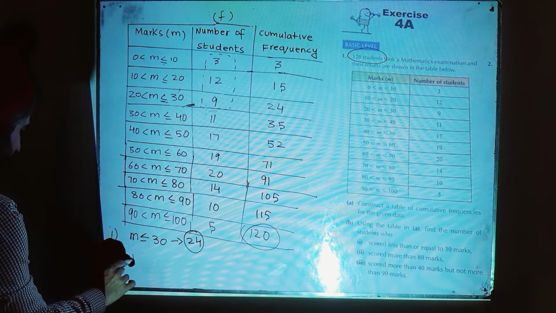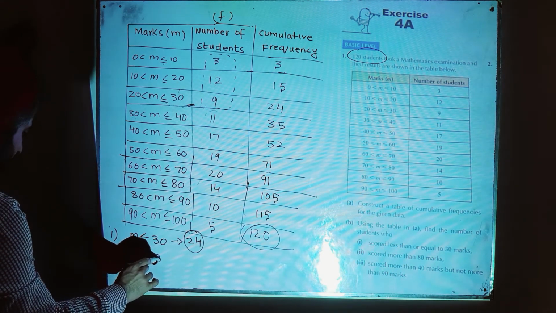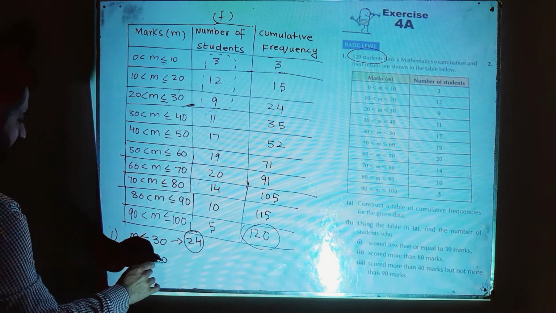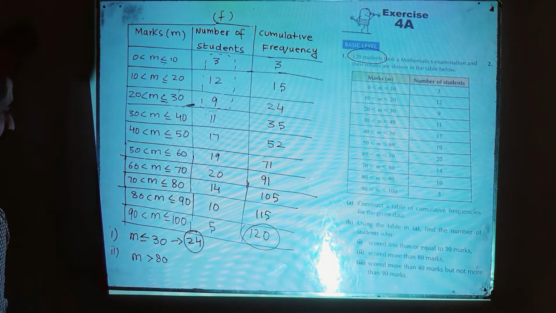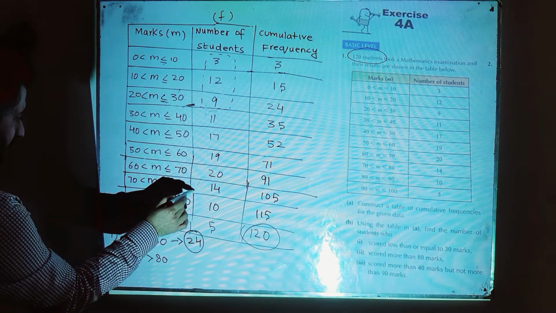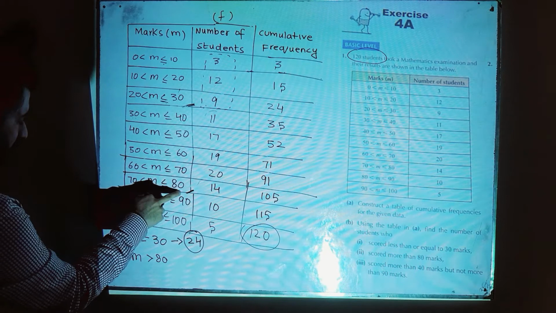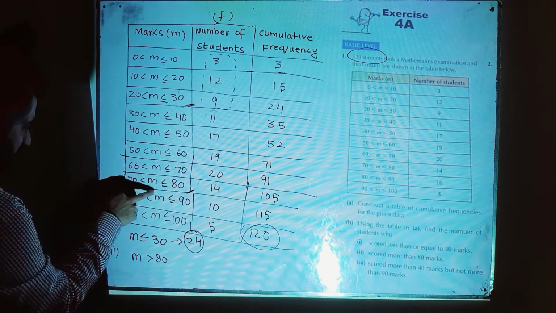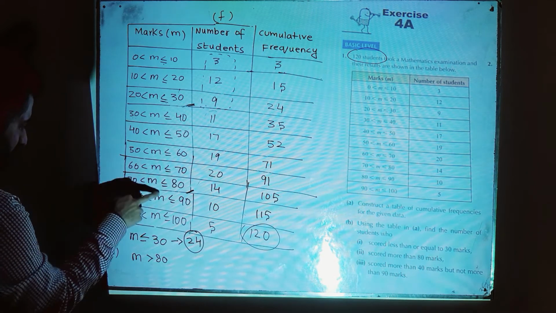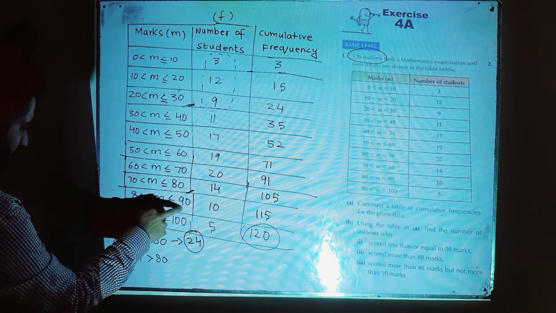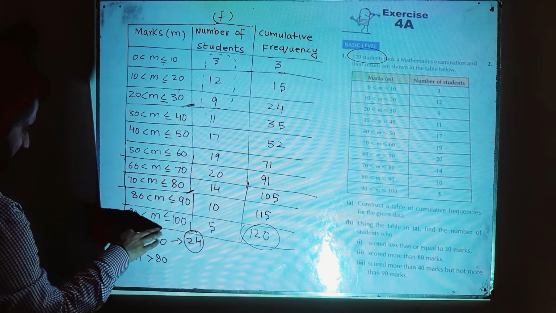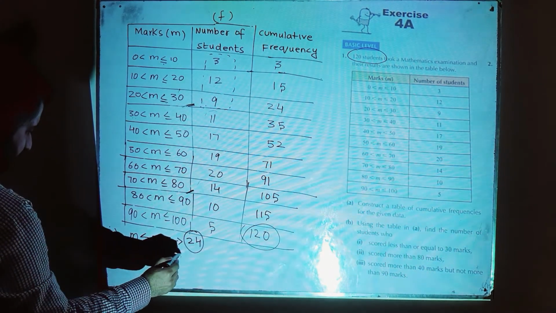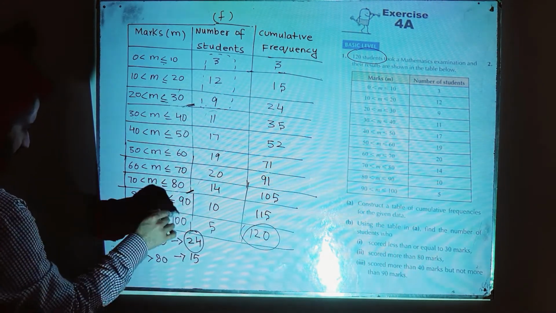The next is scored more than 80 marks. More than 80 means greater than 80, and you have to tell the number of students who scored more than 80. Up till here we have students who have scored up to 80. 80 is included in this group, while more than 80 means these two groups, from 80 to 90 and 90 to 100, and we have 10 plus 5, 15 students more than 80.